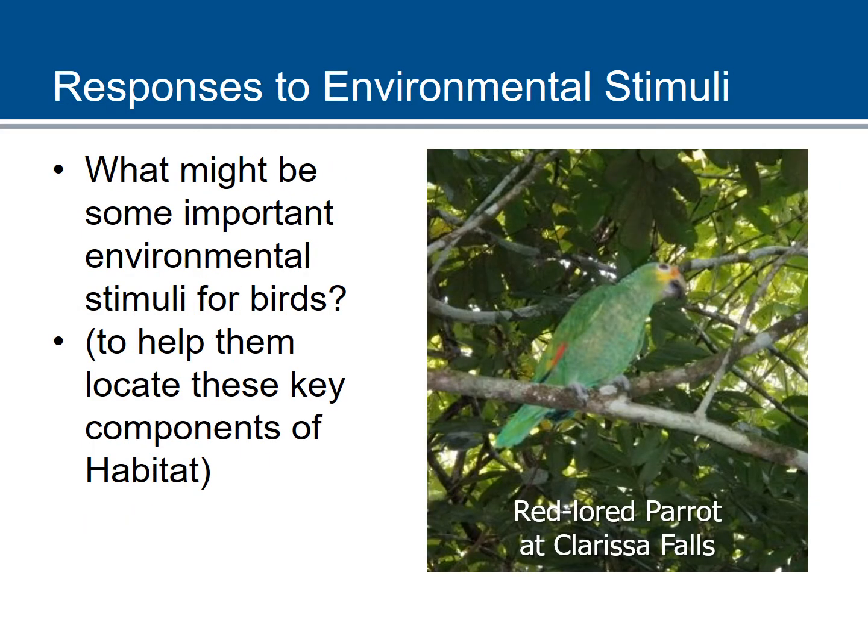So organisms respond to specific environmental stimuli in order to find these key components of habitat, to locate food, to find water, to locate shelter, and then to move between different critical spaces such as nesting areas and the breeding grounds. This particular red-lored parrot was actually enticed to come a little bit closer by placing food out at a feeding station. So this one was using visual cues in order to find food. But what are some other important environmental stimuli that birds might use to find their way around?